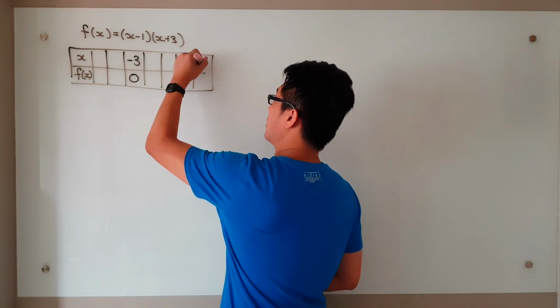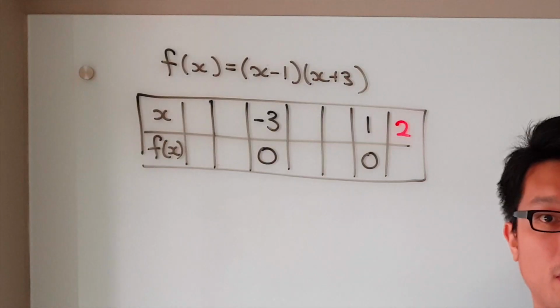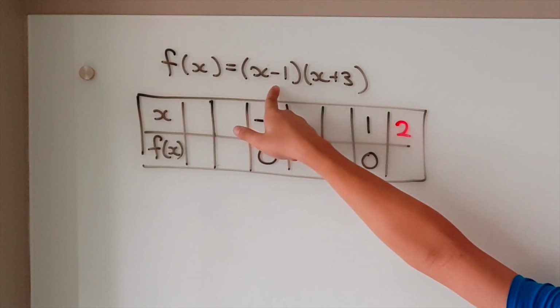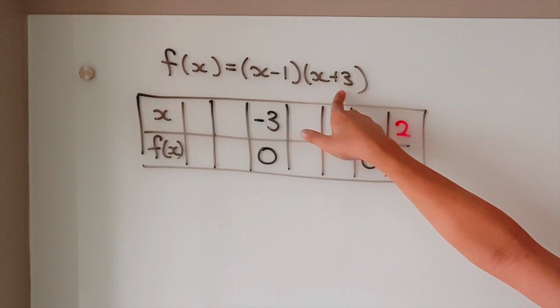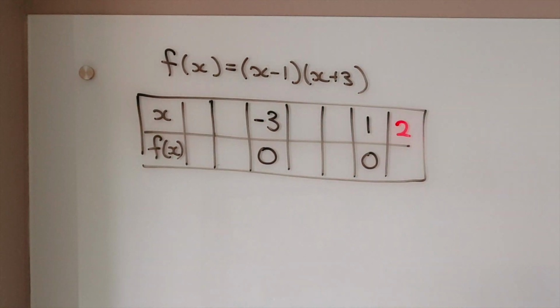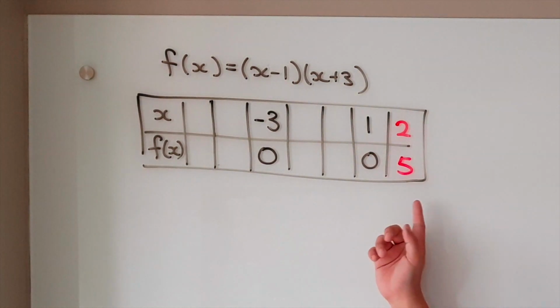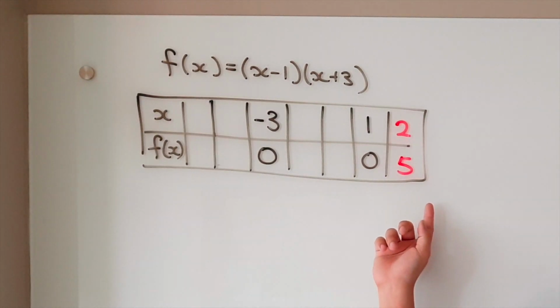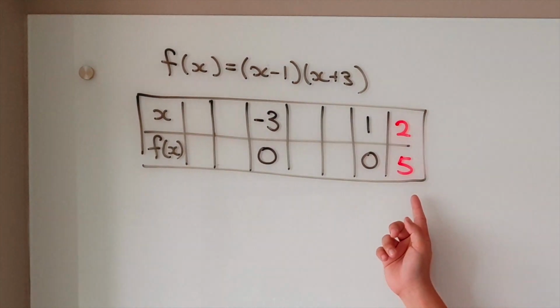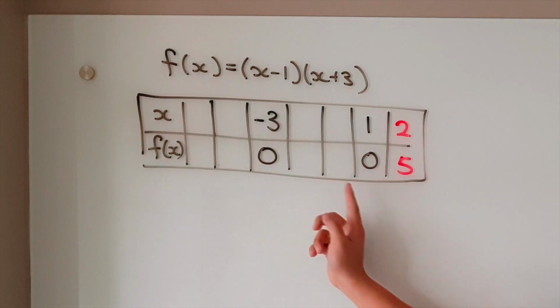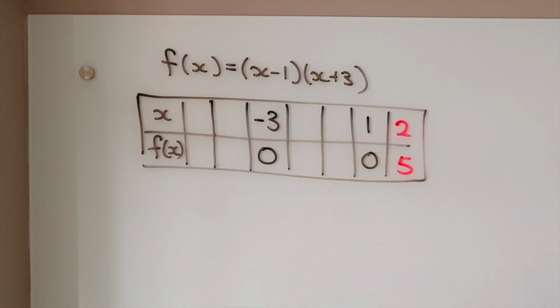If we substitute in x equals 2, f(x) will be 2 minus 1, which is 1, times 2 plus 3, which is 5. So f(x) will equal 5. This gives me a value greater than 0. Okay, cool. Now how about any values in between, between negative 3 and 1? Let's pick another number, let's say 0.